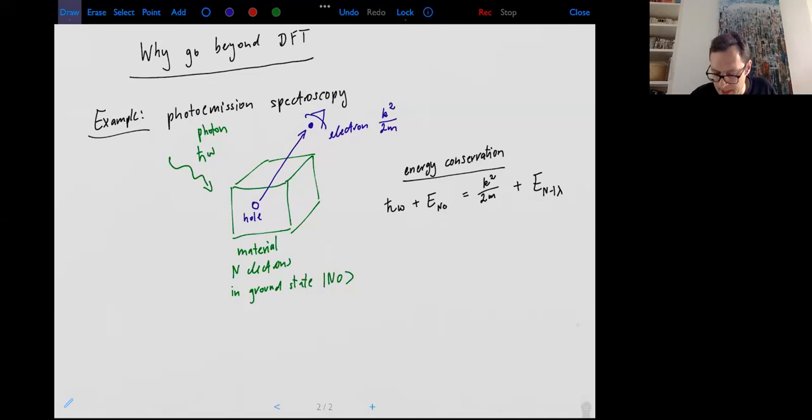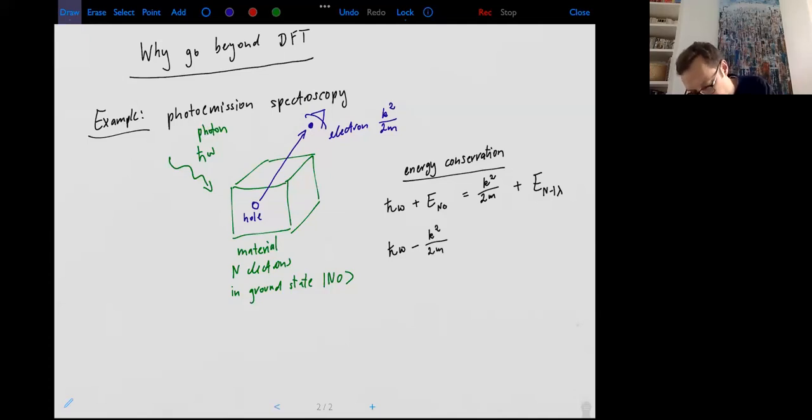So that is basically what energy conservation tells us. Now we can rearrange this equation a little bit, so we can put everything that we know or control onto the left-hand side. So of course we can control the energy of the photon, and we can measure the kinetic energy of the photoelectron, right?